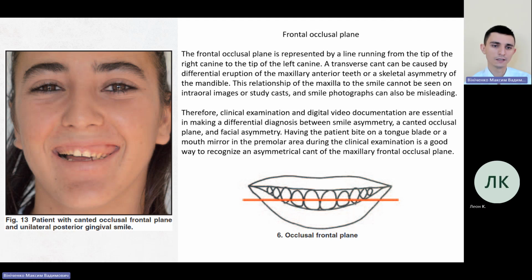can also be misleading. Therefore, clinical examination and digital video documentation are essential in making the differential diagnosis between smile asymmetry, a canted occlusal plane, and facial asymmetry. Having the patient bite on a tongue blade or a mouth mirror in the premolar area during the clinical examination is a good way to recognize an asymmetrical cant of the maxillary frontal occlusal plane. On the left picture, you can see a patient with canted occlusal frontal plane and unilateral posterior gingival smile.